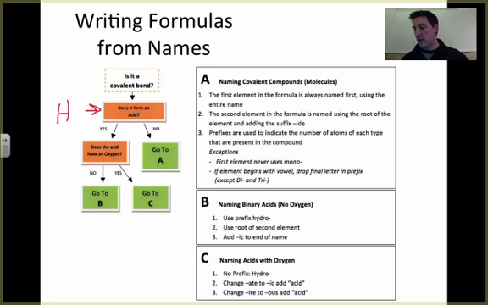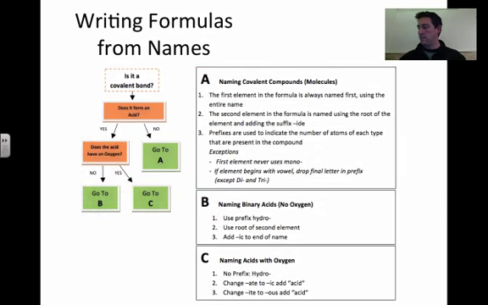So, does it form an acid? If it does not, then we're going to use these rules right here for naming a binary molecule. If it does, then we need to decide, well, does it have an oxygen in it? If it has an oxygen, yes, then we're going to use the oxyacid naming. If it does not, then we're going to use these. So this is all of those rules put together in one.